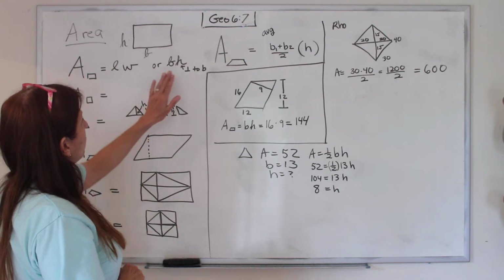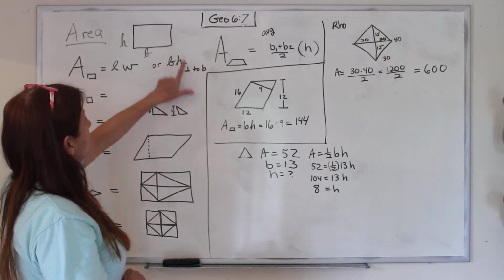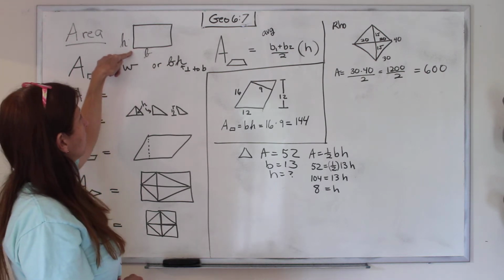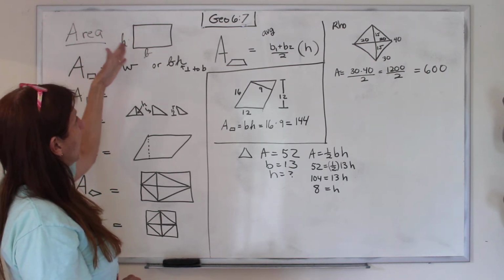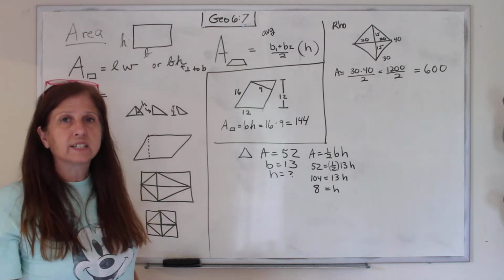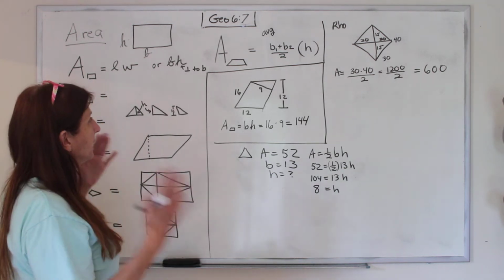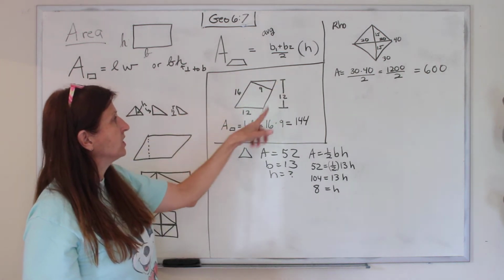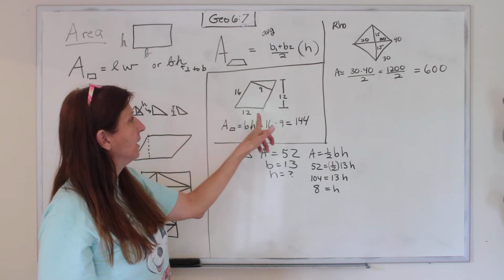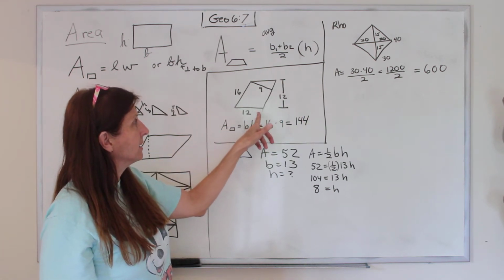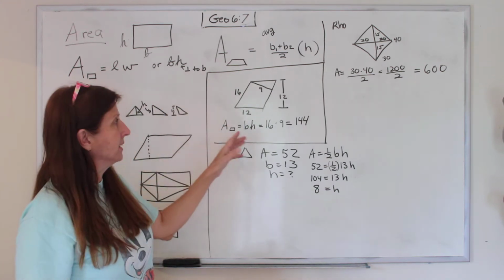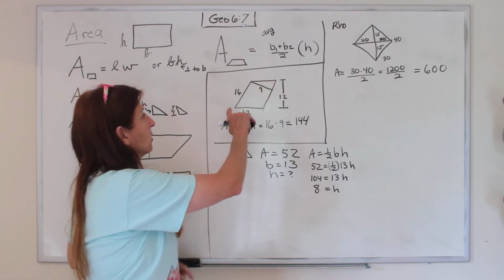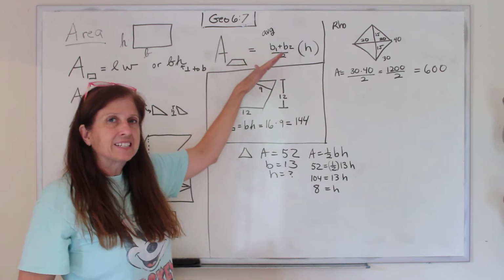Now, when you measure a height, it needs to be perpendicular to the base. So whichever base you're using, the height needs to be perpendicular to it. Of course it is in a rectangle or a square. But when you get into the weird things, like that, the height of this shape is 12 if this 12 is going to be our base. Now if we flipped it over, we'll talk about that in a second. But if this is our base, 12 is our height, and we don't measure 16, that's a slant height.